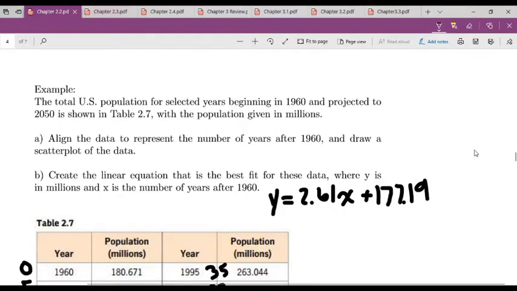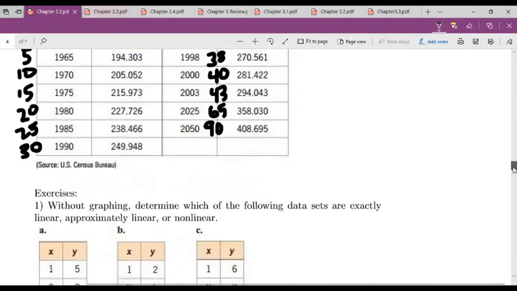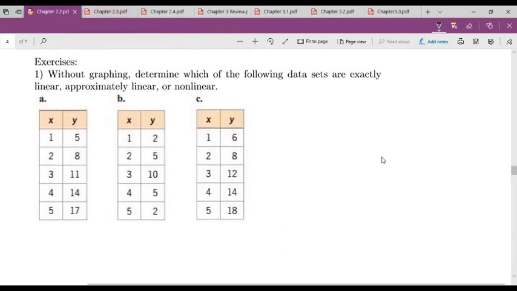Alright, so here it is. So we did all this. We did the scatter plot, aligned everything. We created a linear equation that is the best fit line for these data. It was y equals 2.61x plus 177.19. Easy enough. Okay. So this one says, in this set of exercises, number 1 says, without graphing, determine which of the following data sets are exactly linear, approximately linear, and nonlinear.